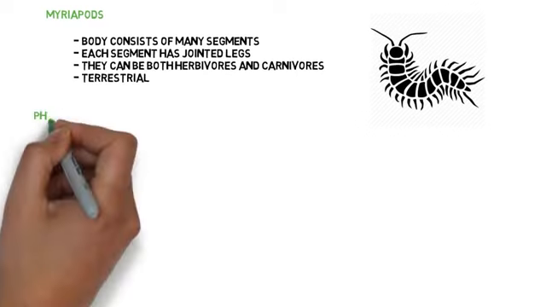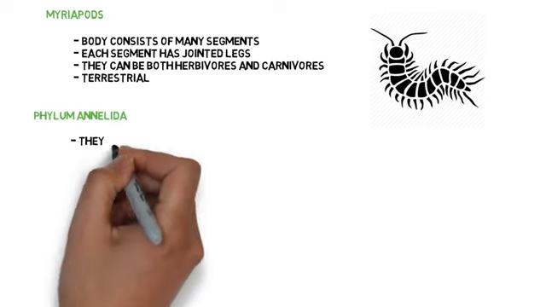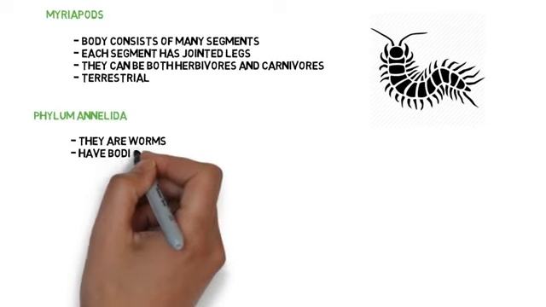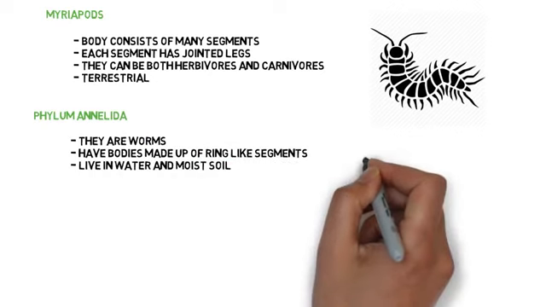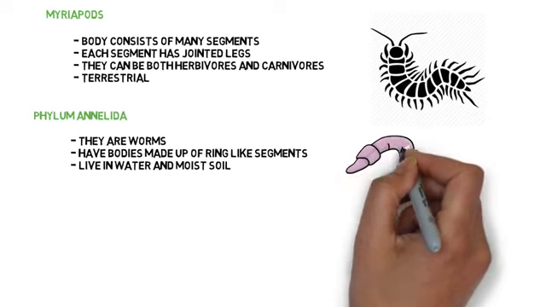Phylum Annelida. They are worms. They have bodies made up of ring-like segments, and they live in water and moist soil. An example of an annelid is an earthworm.